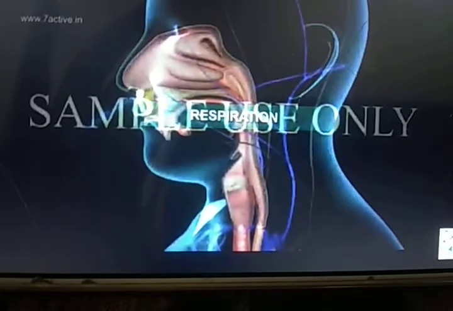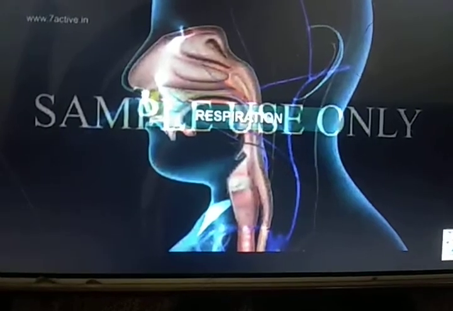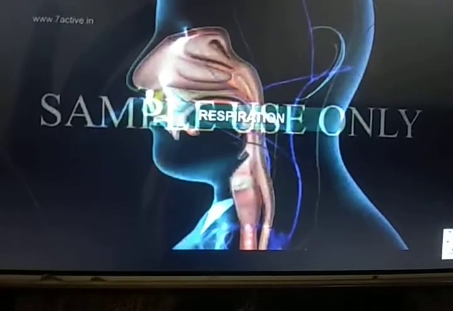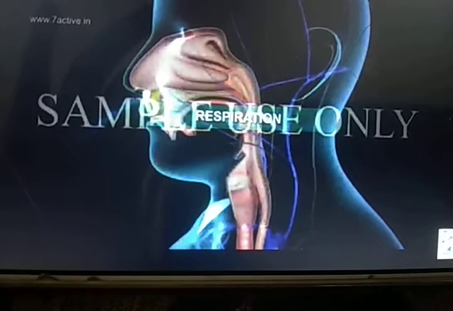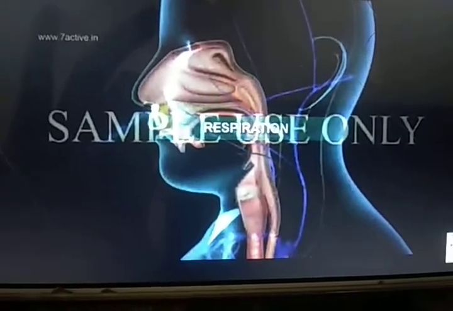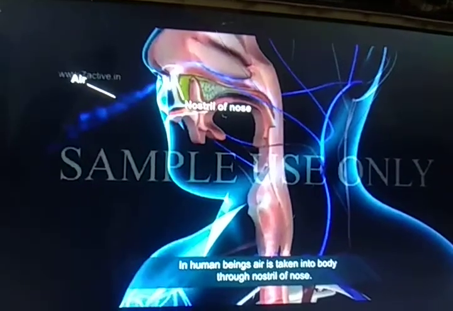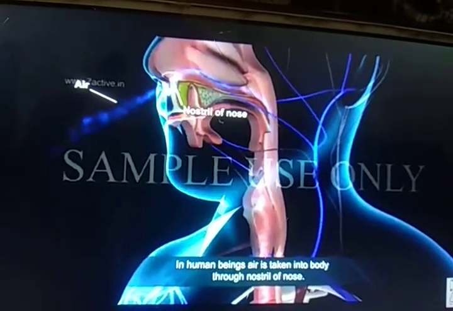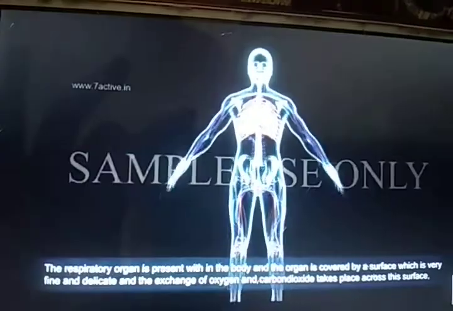And now we're going to revise our next chapter, that is chapter number 10, respiration. We're going to cover some important topics which will help you in your exam as well as in your higher classes also. Okay, so let's start. In human beings, air is taken into the body through the nostrils of your nose.